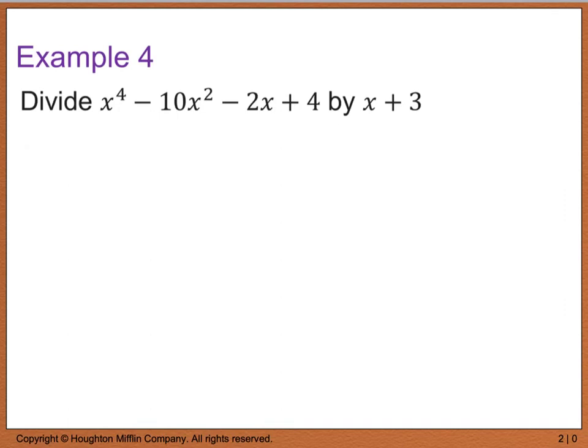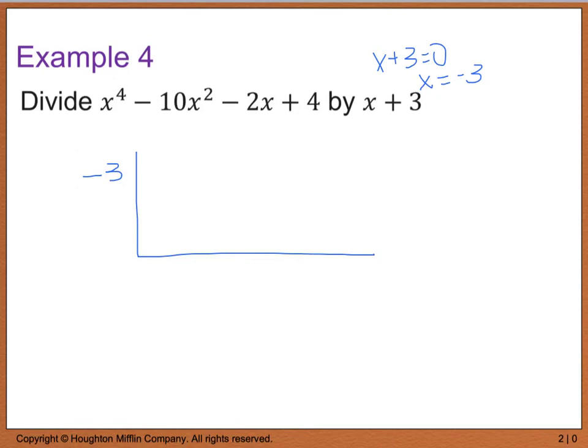So if we look at example 4, we're going to use synthetic division to divide x to the fourth minus 10x squared minus 2x plus 4 by x plus 3. So because x plus 3 is a first degree or a linear function, we can use synthetic. So I'm going to go x plus 3 equals 0. So that tells me x is equal to a negative 3. So I'm going to write a negative 3 out here.